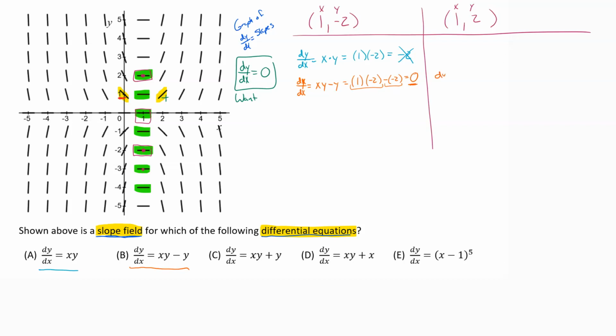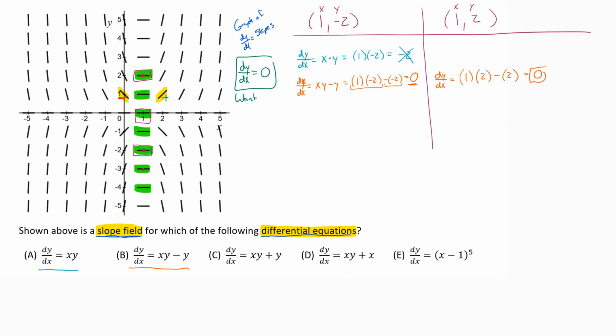And now we just need to play the same game with the other point and see if this side checked out. So I come over here, and again I'm going to plug in 1 for x, and this time I'm plugging in 2 for y, and I end up with 2 minus 2, that gives me 0, so that's a possibility right there.